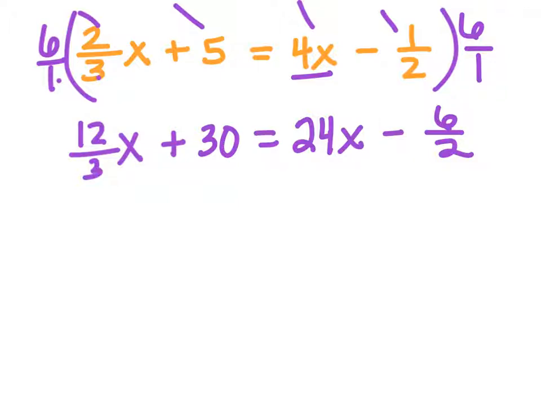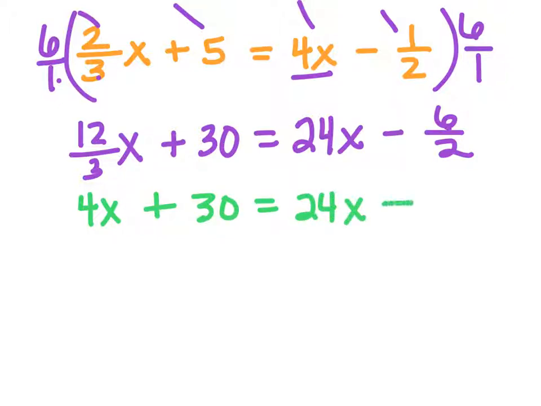Okay, so now you might think, well, we still have fractions here. Well, the nice thing is now we can divide these out. So 12 divided by 3 happens to be 4x. All right, then I still have plus 30 equals, here I have 24x. And then minus 6 divided by 2 is 3. Okay, from there I should be able to solve it pretty easily.